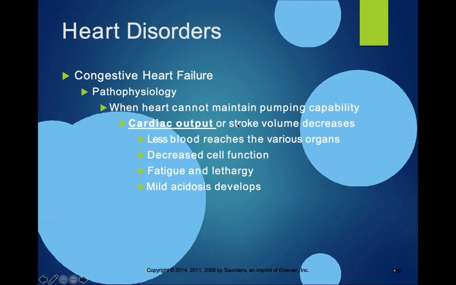If you have decreased cardiac output or stroke volume, you have less blood reaching all the organs. If you have decreased blood and decreased oxygen, you're going to have decreased cell function. The mitochondria need oxygen. You're going to have fatigue and lethargy, and mild acidosis develops because those cells die, releasing all the acids from inside the cell.